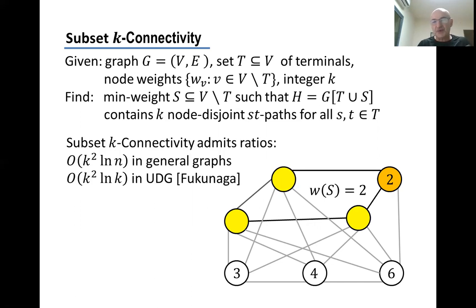So what is known for this problem, and later I discuss how it is related to the KM-CDS problem. So the subset k connectivity problem admits the following ratios. We have ratio k squared ln n in general graphs. And also we have ratio k squared ln k in unit disc graphs.